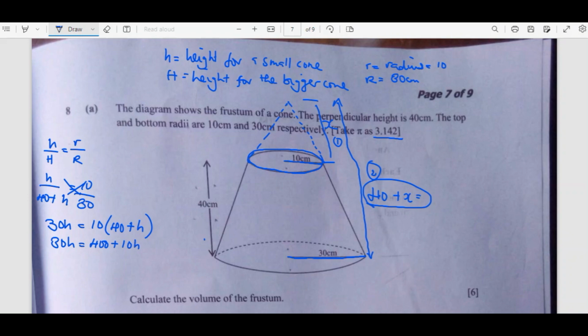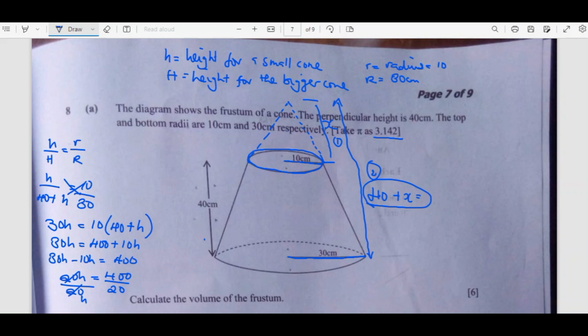So here, obviously we have like terms, we have to collect the like terms. So we'd say 30h minus 10h is equal to 400. Here we're going to subtract 30 minus 10, we're going to have 20h is equal to 400. So we can solve for h. So 20 over 20 there, and then we cancel out.